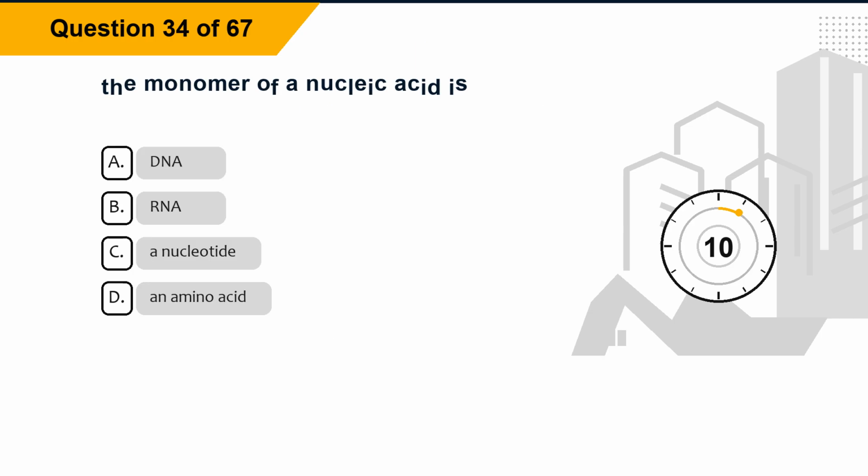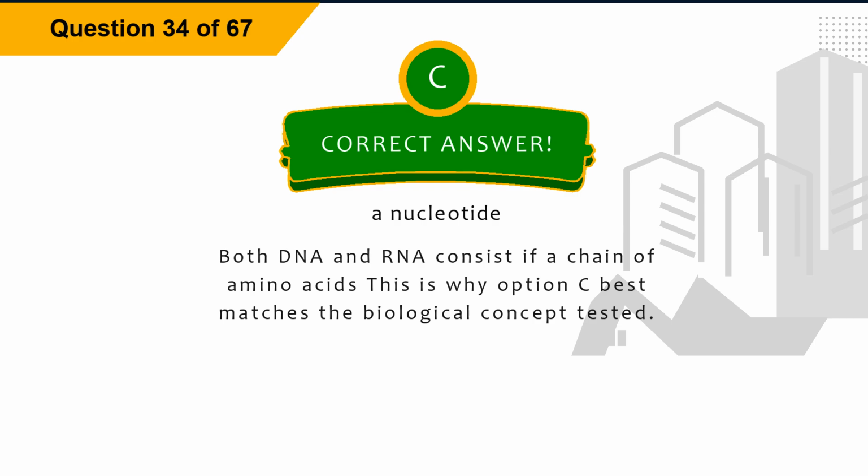Question 34. The monomer of a nucleic acid is option A, DNA, option B, RNA, option C, a nucleotide, option D, an amino acid. The correct answer is option C, a nucleotide. Explanation. Both DNA and RNA consist of a chain of amino acids. This is why option C best matches the biological concept tested.